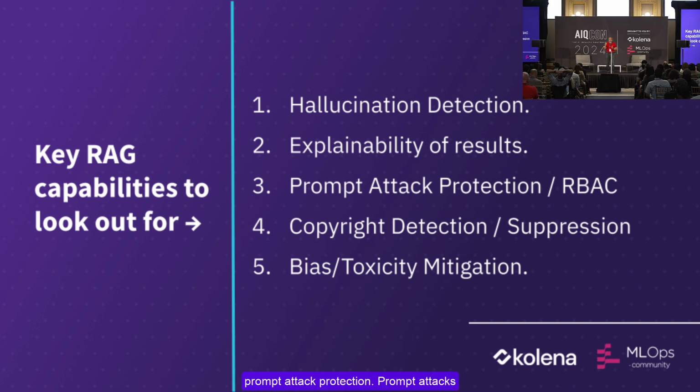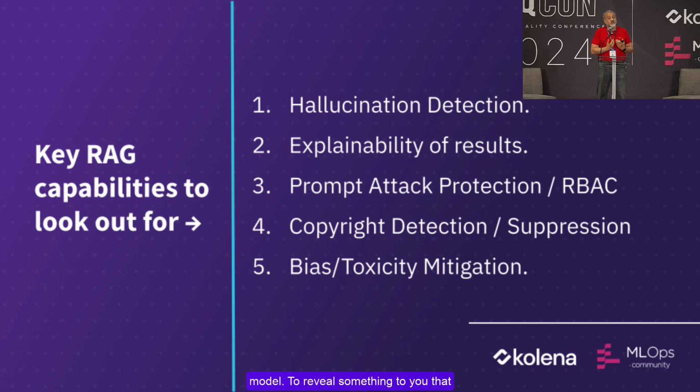Number 3 is prompt attack protection. Prompt attacks are a very serious issue. That's where, and this comes if you're doing fine-tuning with your data versus RAG or versus large context window, you try to trick the model to reveal something to you that you're not allowed to see. It's very similar to human behavioral hacking, right? I call you up and say something that gets you to confess to me something that you should not be confessing and give me your credit card number.